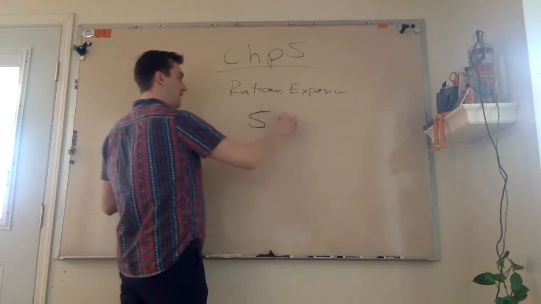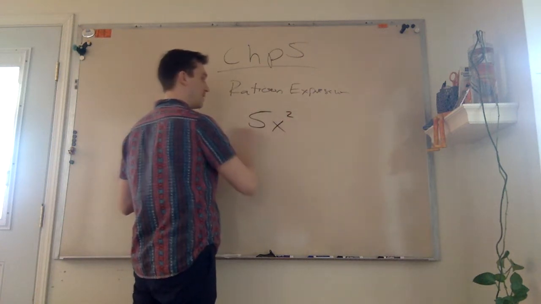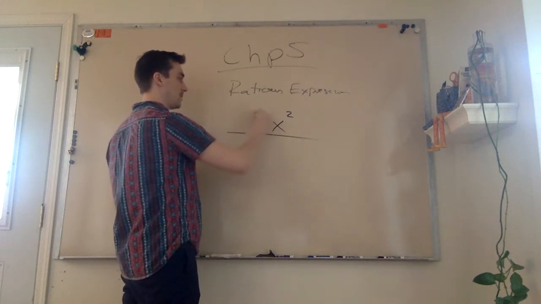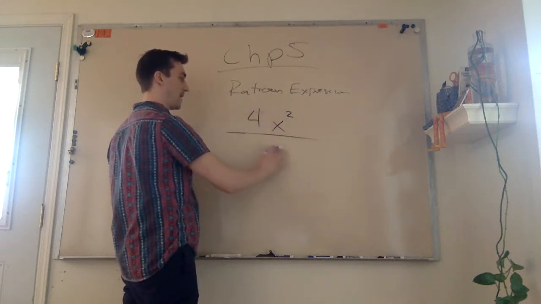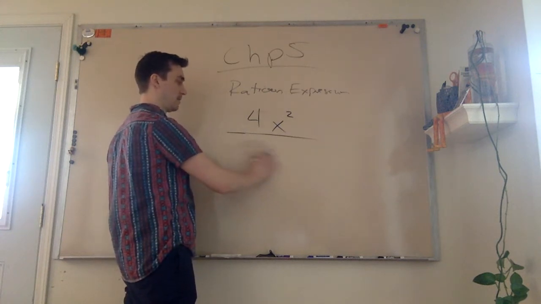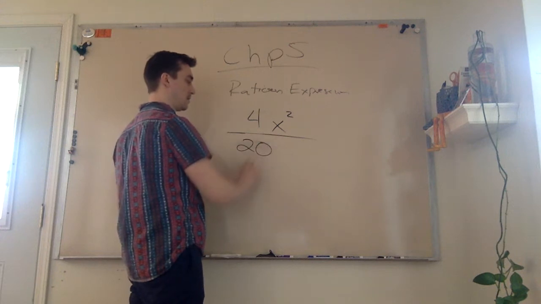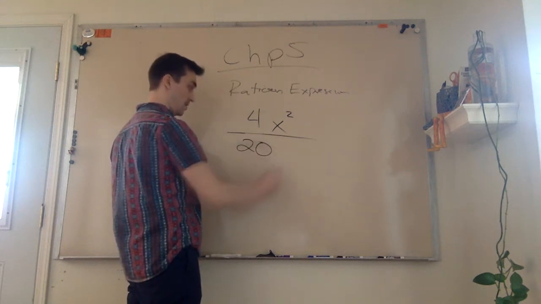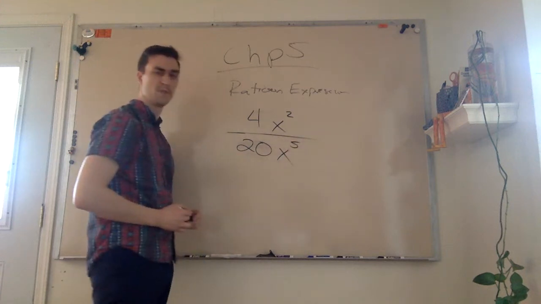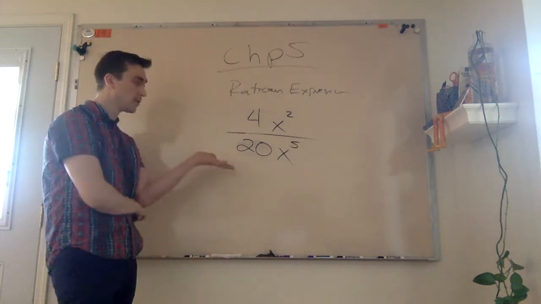Let's say 4x squared divided by 20x to the fifth. Something like this. So here's a rational expression.